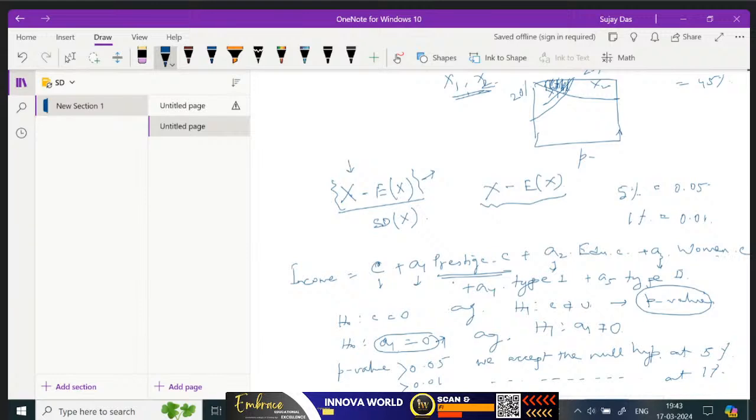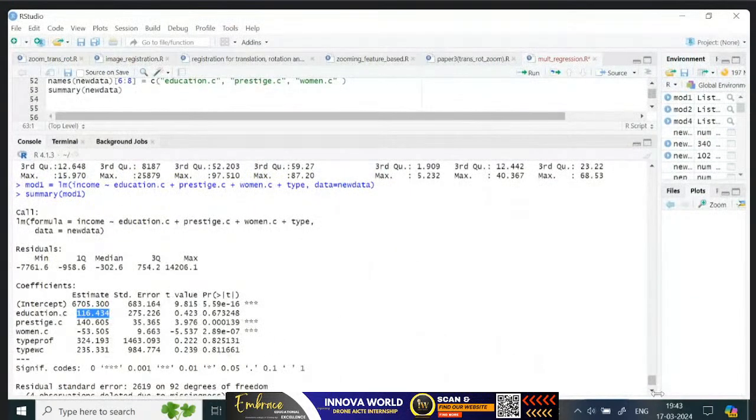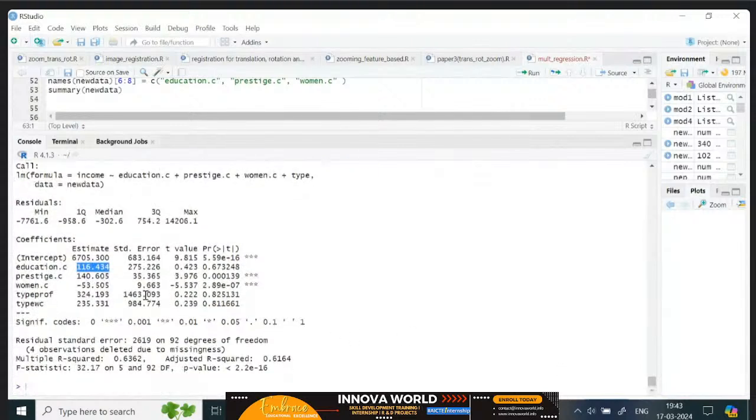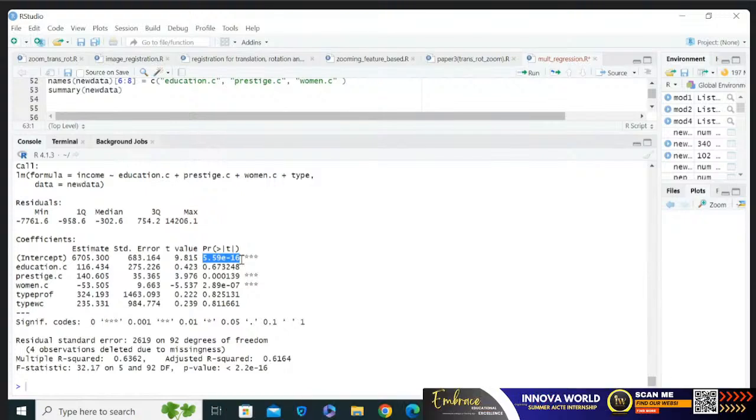Now on the basis of this knowledge, let us check the linear regression analysis once again. As you can see, for the intercept, what is the p-value? The p-value is very small, right? It is smaller than 0.05 as well as smaller than 0.01. So from that we can say that we are rejecting the null hypothesis.